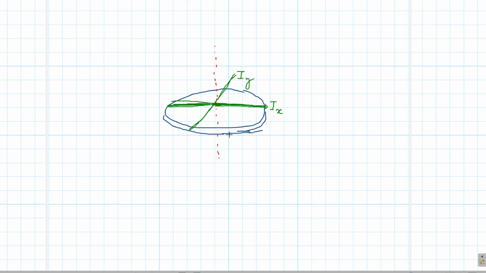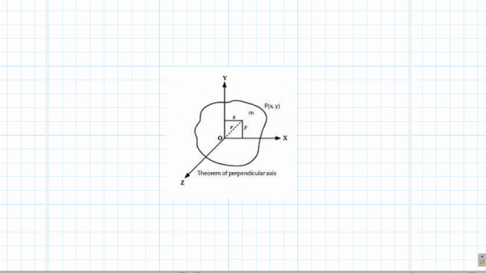Clearly, the body is lying in the xy plane. X and y are axes inside this body. Now to find the moment of inertia of the body about the z axis, which is Iz, all you need to do is sum Ix and Iy. So the important concepts are Iz is the moment of inertia of the body about a perpendicular axis to its plane. Ix and Iy are both moment of inertia of the body about axes lying on its plane, but Ix and Iy should be perpendicular to each other. So this is the statement and visualization of the theorem of perpendicular axis.